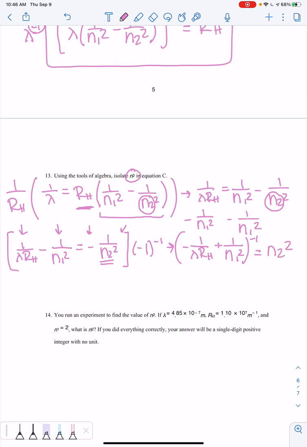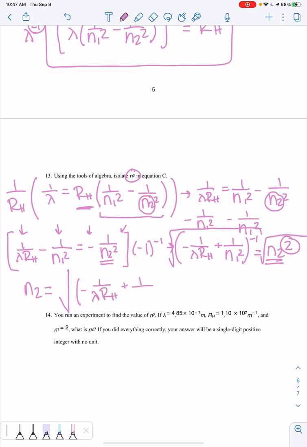And so we're really close. We have N2 isolated by itself, but it's still squared here. So what we're going to do is take the square root of both sides of this equation. And that gives us N2 is equal to big square root minus lambda times RH plus 1 over N1 squared. That's all still to the -1 power, and then we close the square root. So that would be the answer to number 13.